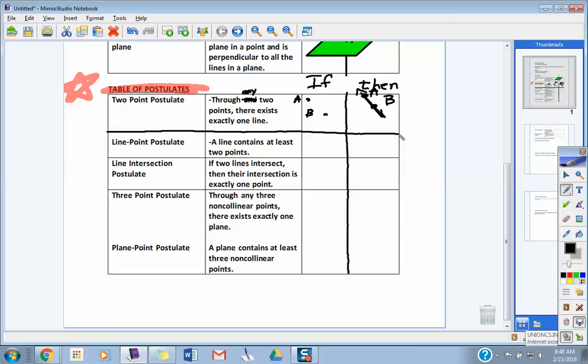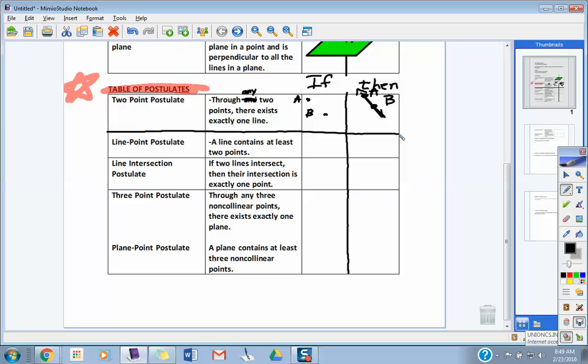What do you have? 2 points. So if I say you have 2 points, what else do you have then? You have a line. I say, hey, there's 2 points, so automatically you know you have a line. That's a rule.